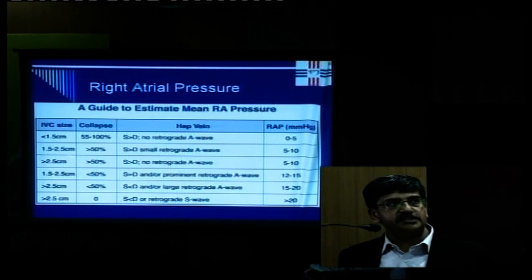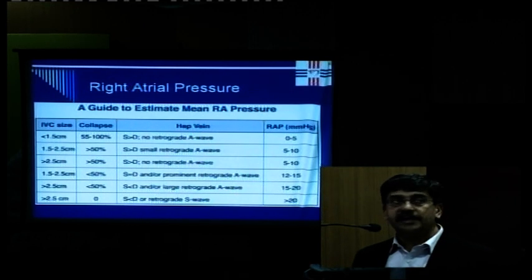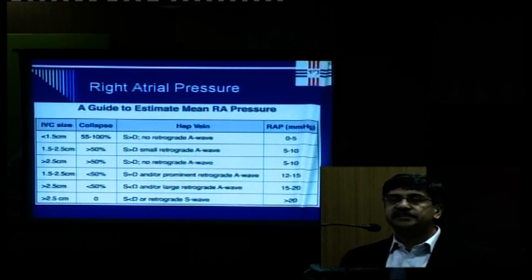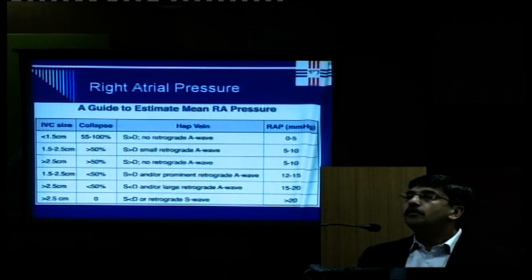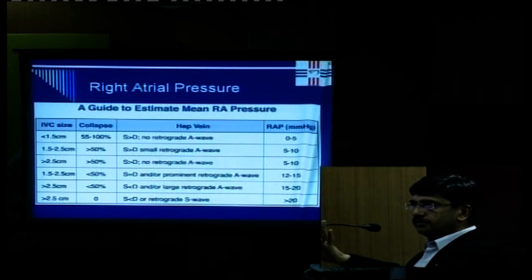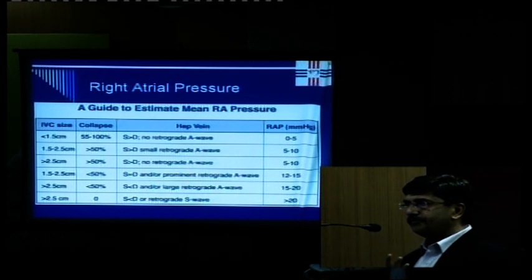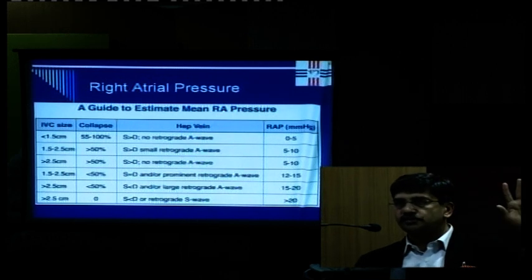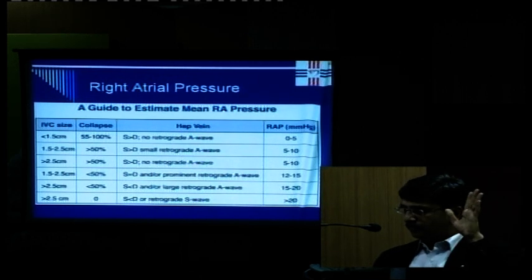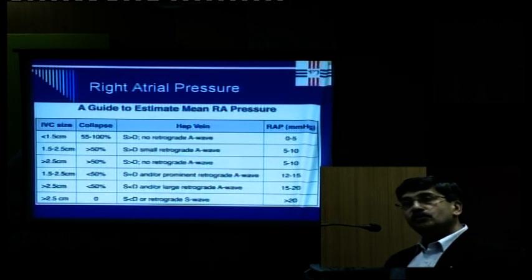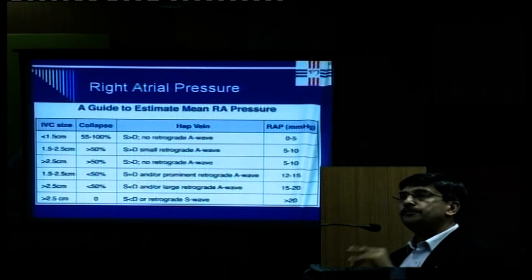If IVC is 2 centimeters and more, and if it is collapsing less, your CVP is high. If IVC is collapsing well, if it is small in size, your CVP is low. I give you one formula, IVC 2 centimeters, collapsing less than 50%. Remember this. IVC less than 2 centimeters, collapsing more than 50%, your CVP is less. IVC up to 2 centimeters, still collapsing, your CVP is normal. IVC more than 2 centimeters, collapsing less, your CVP is high.